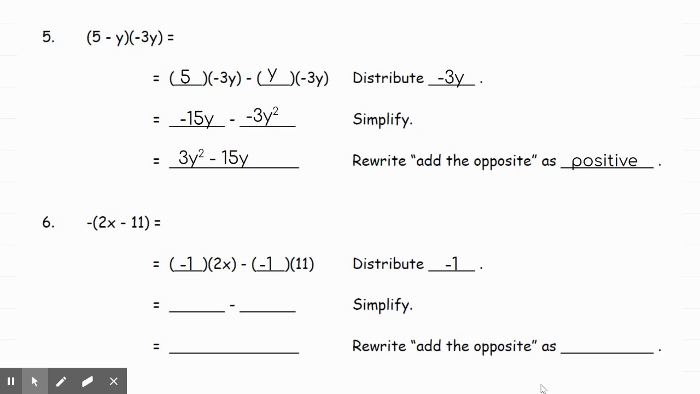From here, we simplify. -1 times 2x is -2x, and -1 times 11 is -11. Again, we do not like seeing double signs, so we don't want to see minus a negative or plus a negative here. So because it's minus a negative, that is the same thing as a positive. So this gets rewritten as -2x plus 11.